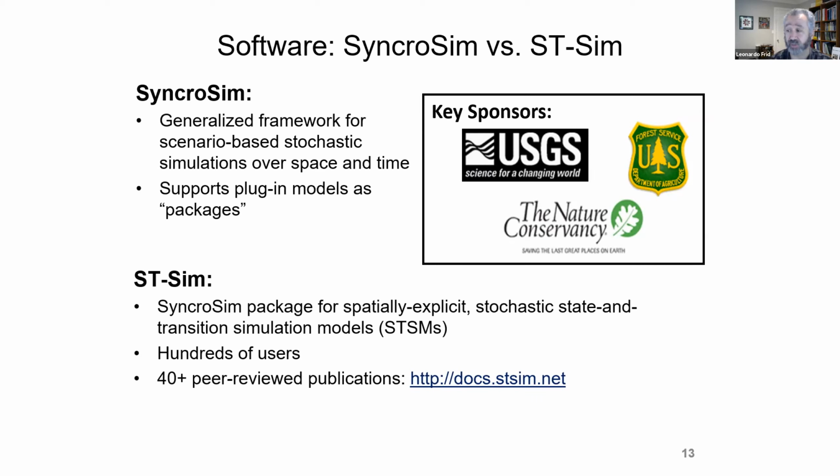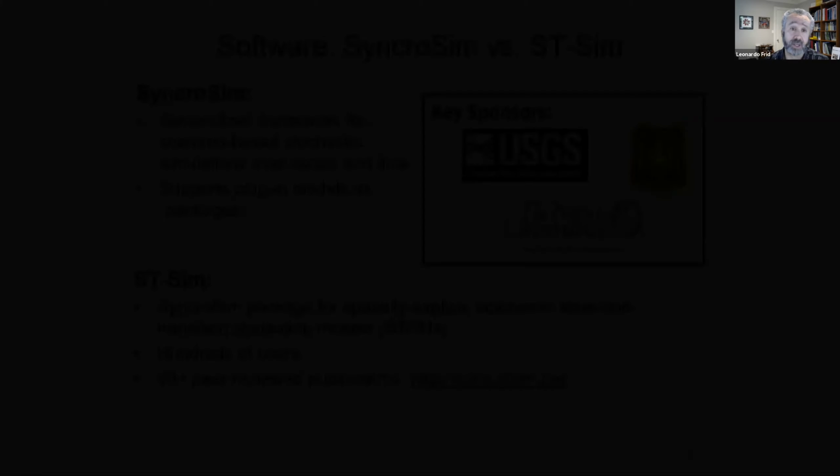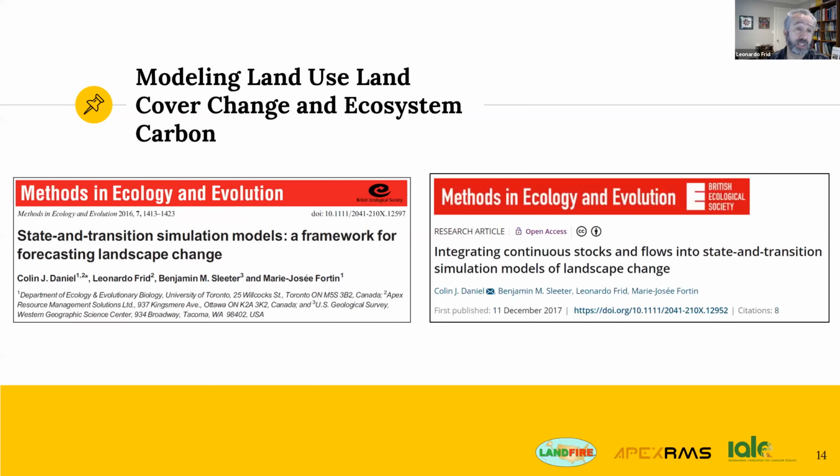Okay, so now I'm going to get into a few example applications. So the first is looking at modeling land use and land cover change and ecosystem carbon in the state of Hawaii. And the publications behind this example, there's two of them in Methods in Ecology and Evolution. The first I already mentioned, which is kind of what we call, I guess, the showcase of state and transition simulation modeling that outlines the methodology behind the approach.